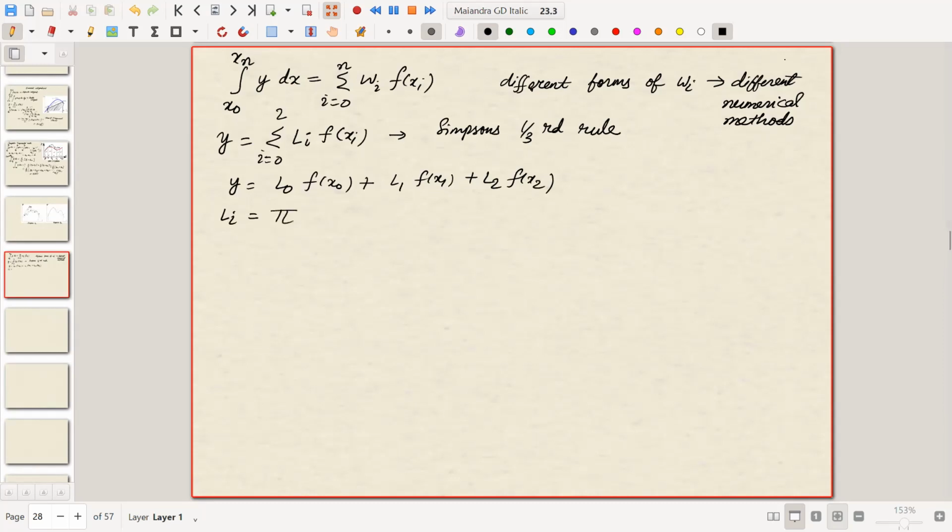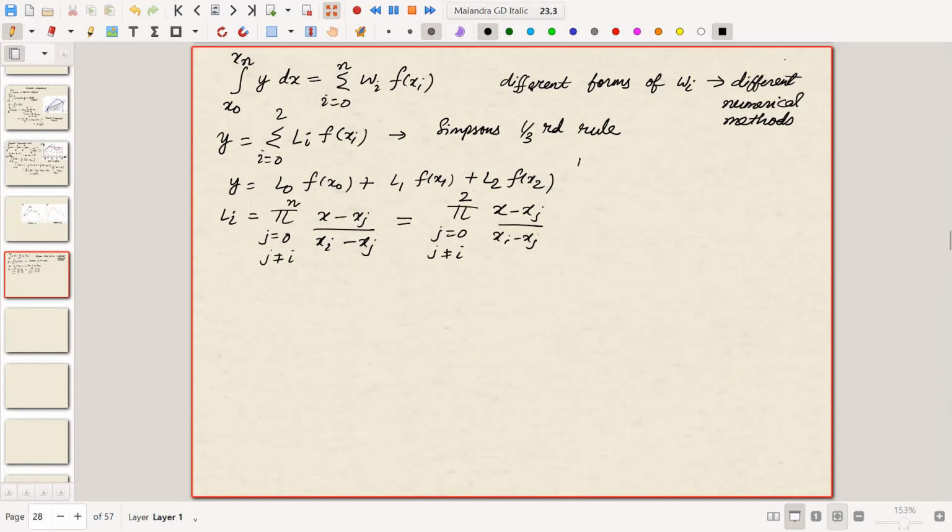You remember we discussed the Hermite problem. There we defined this L_i. What will it be? The product over j equals 0 to n, with j not equal to i, of (x minus xj) by (xi minus xj). We know this formula already. In our case, j equals 0, j not equal to i, until 2, that is 0, 1, 2, since we have 3 points, and we take (x minus xj) by (xi minus xj). So up to that only we will take, up to n.